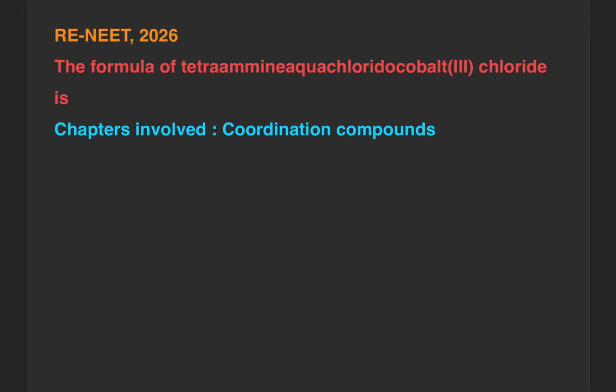Hello everyone. So this is a question from RE-NEET 2026. The formula of tetraamineaquachloridocobalt(III) chloride is. Okay, so the chapter involved is coordination compounds.